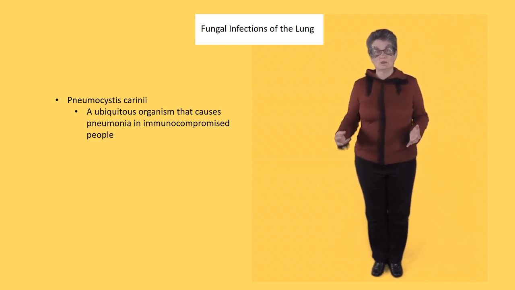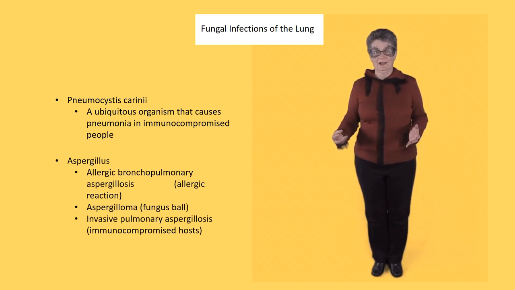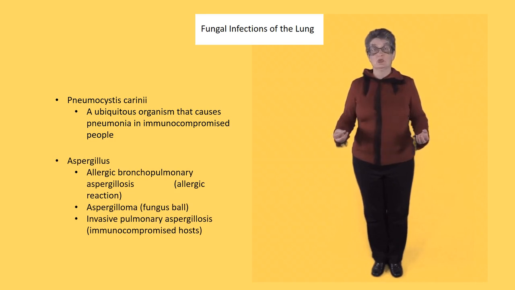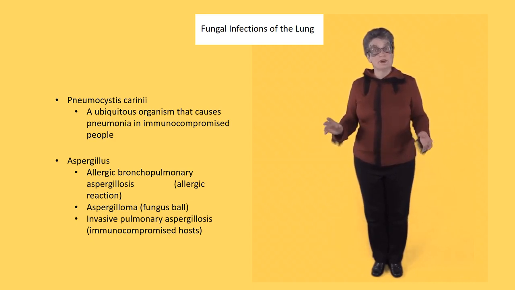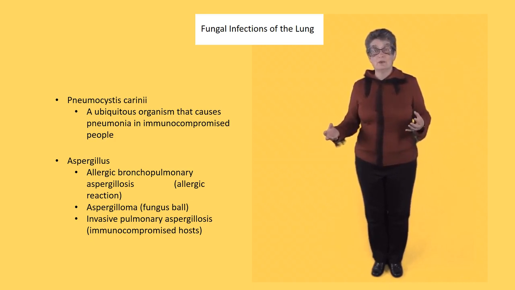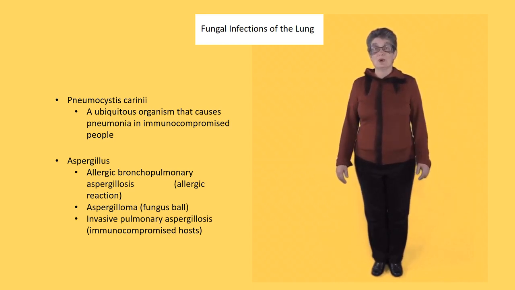Aspergillus is the second most common fungus that we see in the lung. It can occur just in the airways, where it gives rise to an allergic reaction called bronchopulmonary aspergillosis. It can form fungus balls, particularly where there's been a previous cavity, for example, a resolved abscess or TB. And sometimes there can be invasive pulmonary aspergillosis, where the fungi invade into the walls of blood vessels and then can spread around the body.